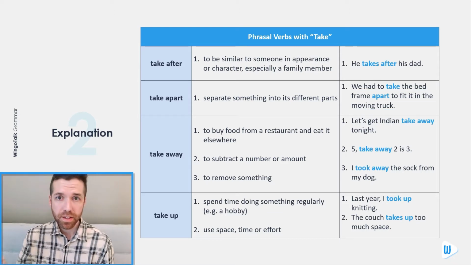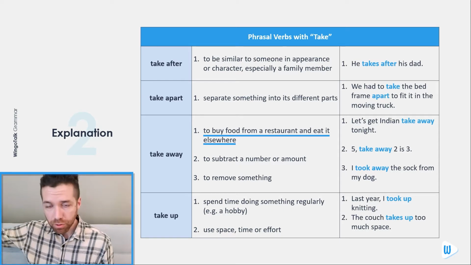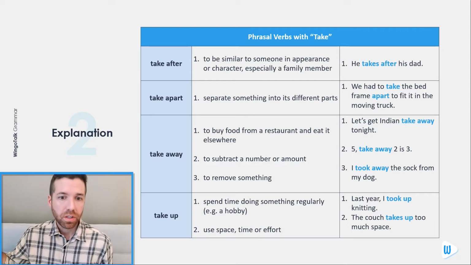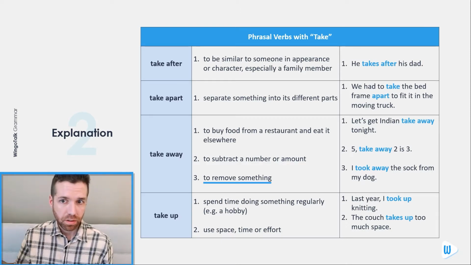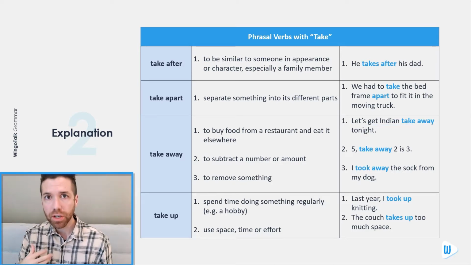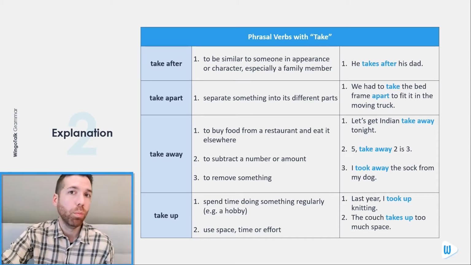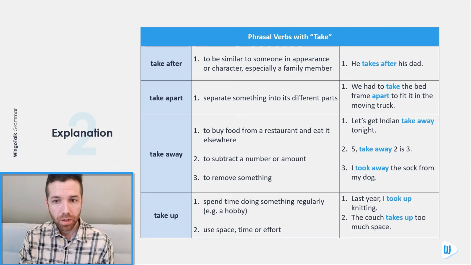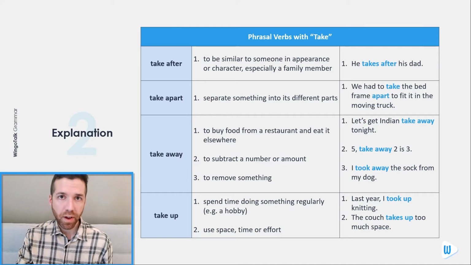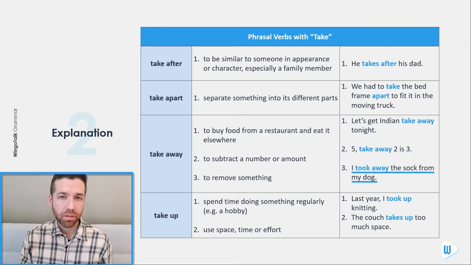Take away. This has 3 different meanings. First, to buy food from a restaurant and eat it elsewhere. Second, to subtract a number or amount. Or to remove something. First, let's get Indian takeaway tonight. So here we're talking about Indian food. You go to the restaurant and you buy it and you take it back home. You don't eat it at the restaurant. Number 2, 5 take away 2 is 3. So that means 5 minus 2 equals 3. I took away the sock from my dog.